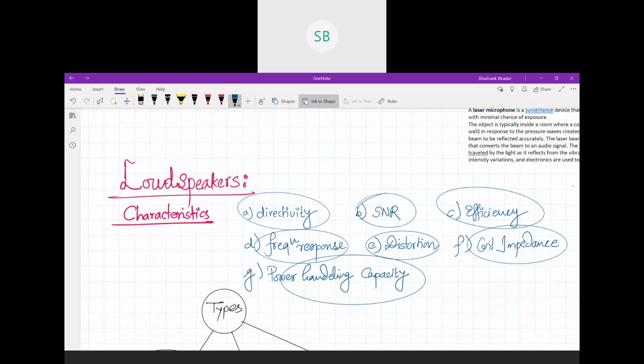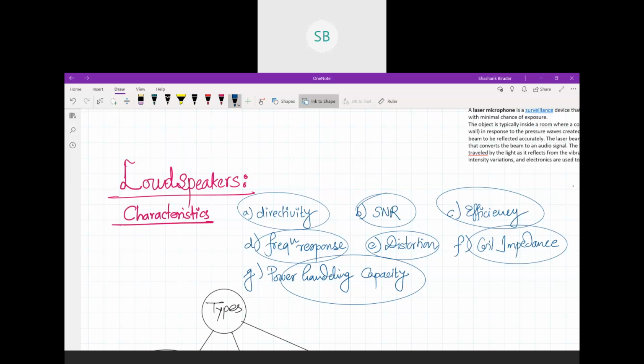Then the distortion. The non-uniform magnetic field in which the speaker coil moves is responsible for producing non-linear distortion. The frequency and phase distortion may take place as a result of mass and compliance effect. So that should be as minimum as possible.